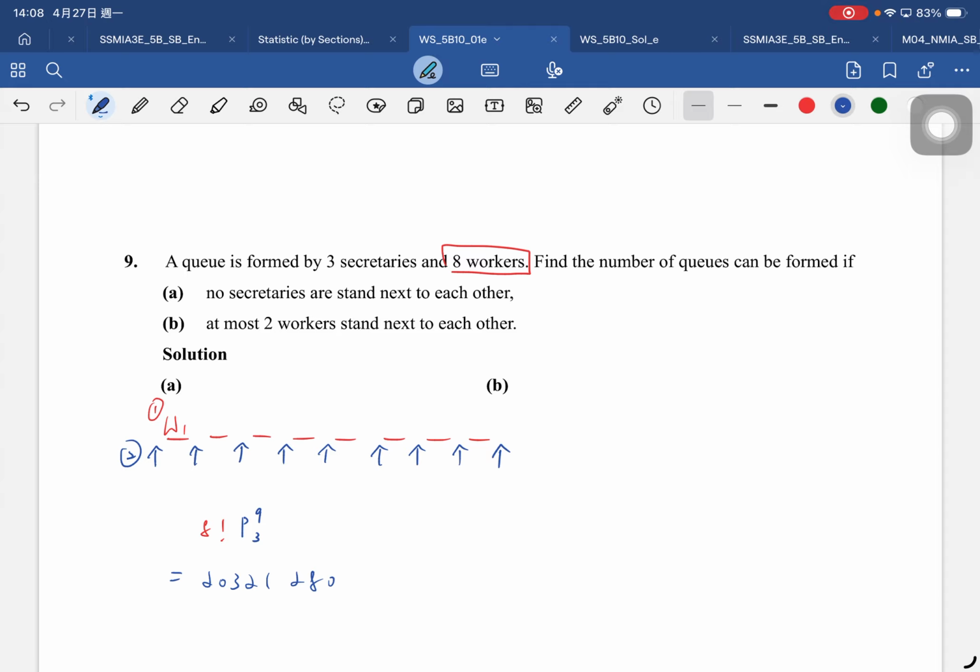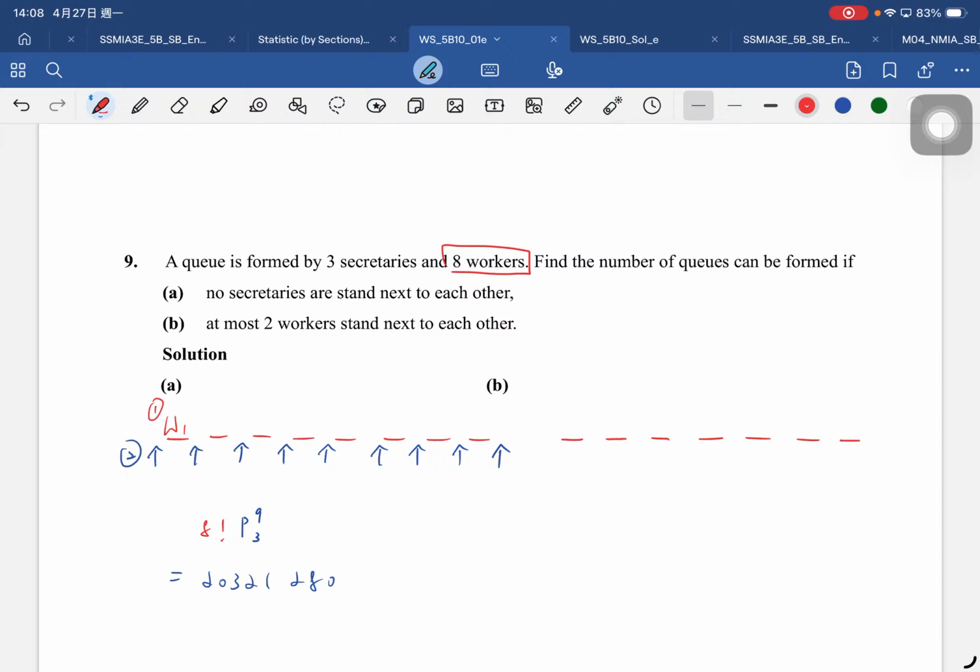The last one, try to interpret this one. Alright, so now you can find at most 2 workers stand next to each other. At most 2 workers can stick together. So now you should think about the arrangement by drawing the figures.